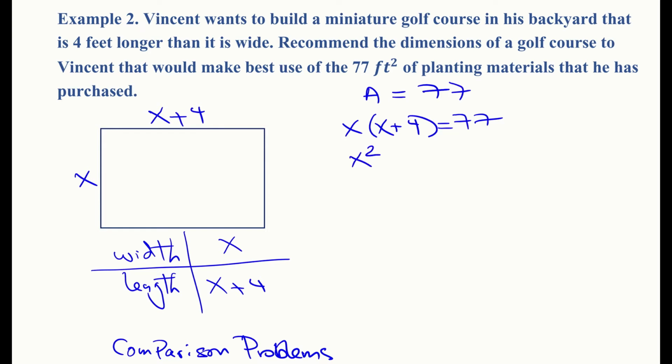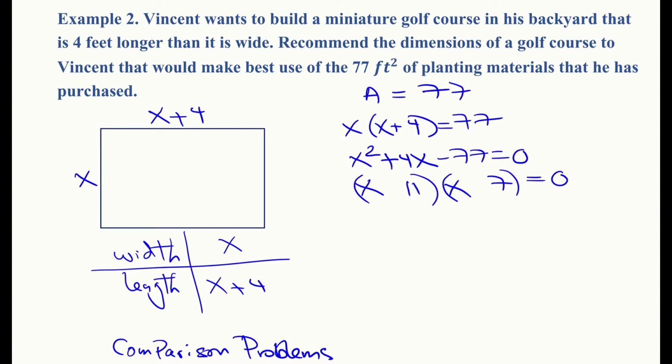So x squared plus 4x minus 77 equals 0. So we go ahead and factor this. x, and x, right? 77. So 11 and 7 sound pretty promising, right?